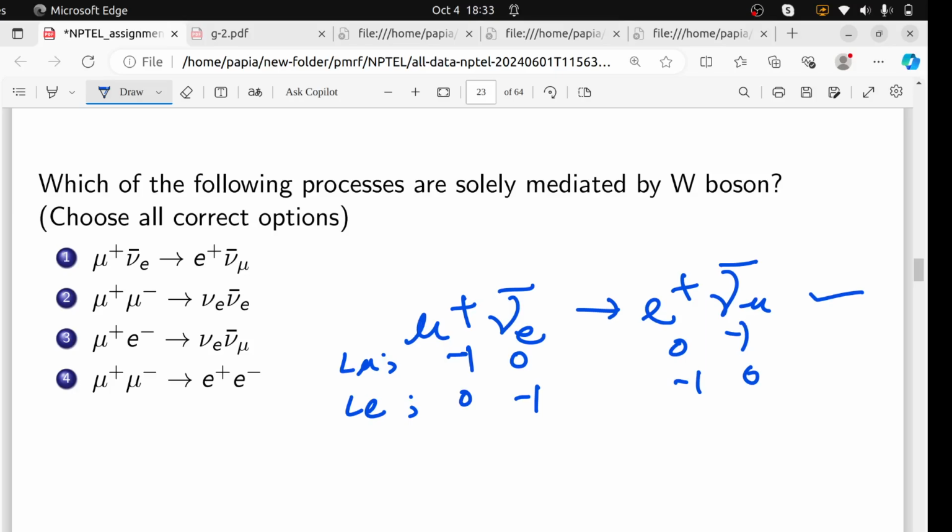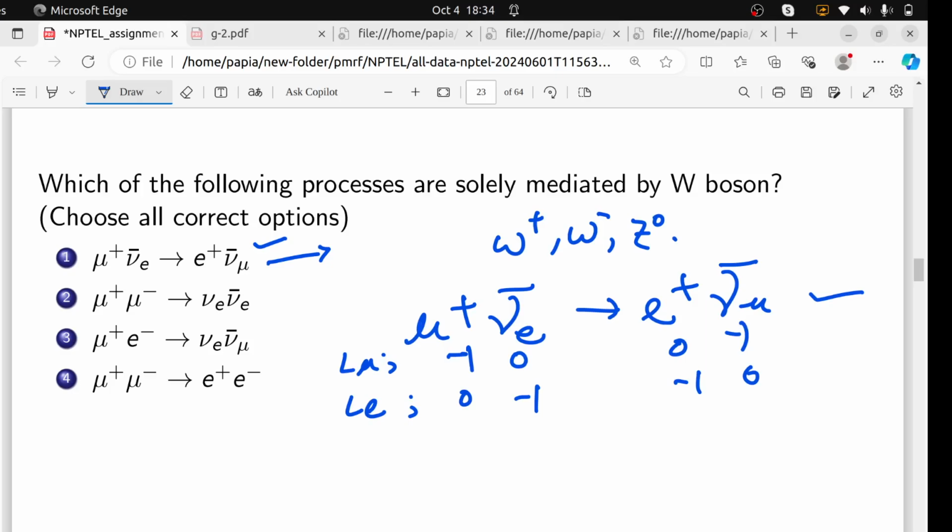Very good. Now coming to which type of interaction it is. Obviously we can tell that this is a weak interaction. Why? Because neutrinos are present. Whenever neutrinos are present, that will definitely be a weak interaction, because neutrinos only take part in weak interaction. Okay? So very good, it is weak interaction. Now weak interaction means what are the mediators? We know that the mediators for weak interaction are W plus, W minus and Z0. Now we have to see whether this interaction can be mediated by only W boson or Z boson can also take part here.